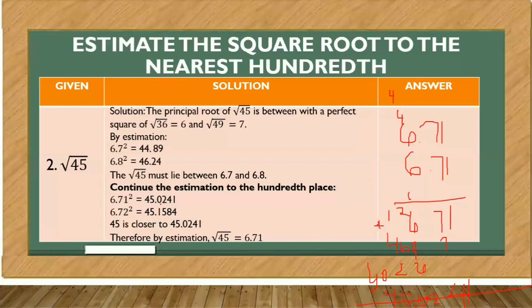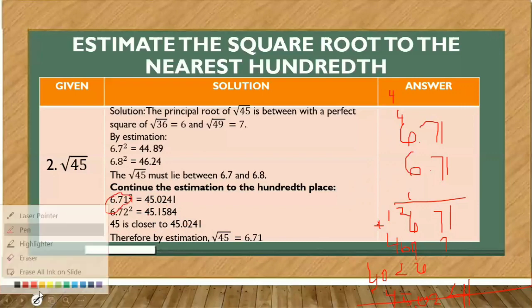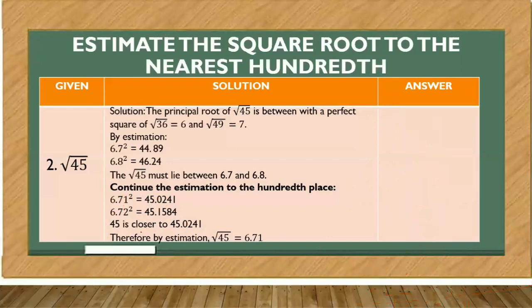45.1 na. Ito, 0. So, it means, mas malapit si 45 kay 45.024. It means, ang gagamitin na natin ng kanyang estimation ay 6.71. Kasi mas malapit siya kay 6.71. It means the answer is, mas malapit si 45.024 kay 45, then the answer is 6.71. So that is square root to the nearest 100. Alright, so malapit siya sa given number. 100, ibig sabihin 2 decimal places.